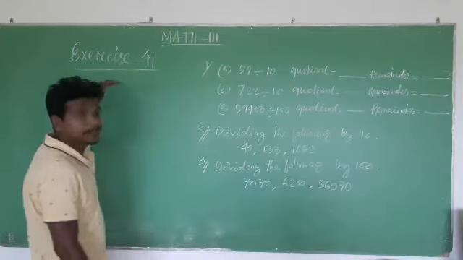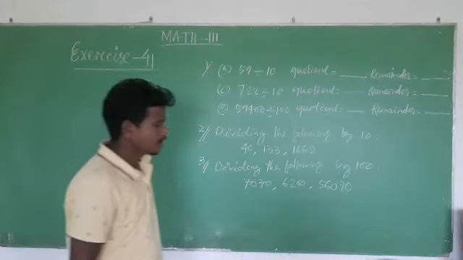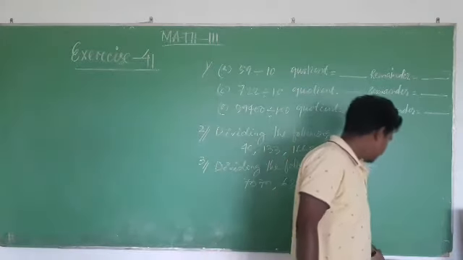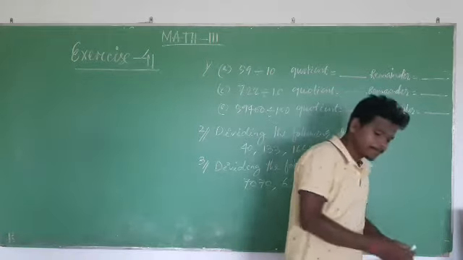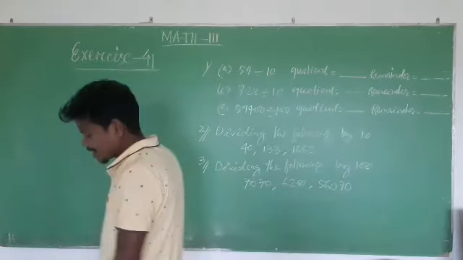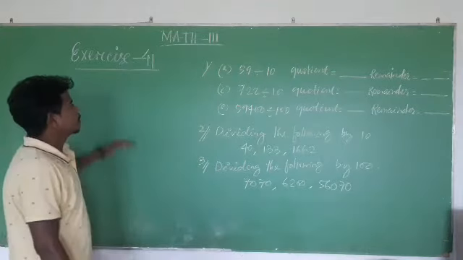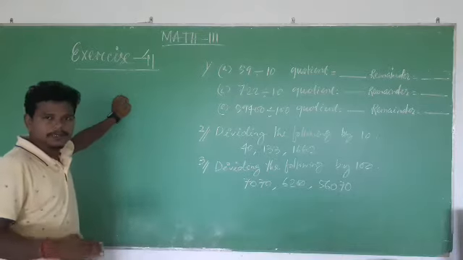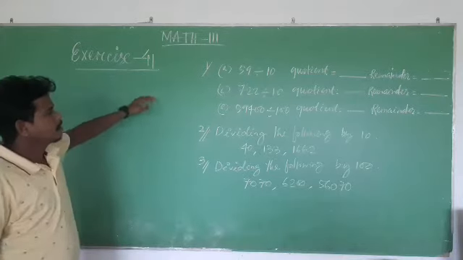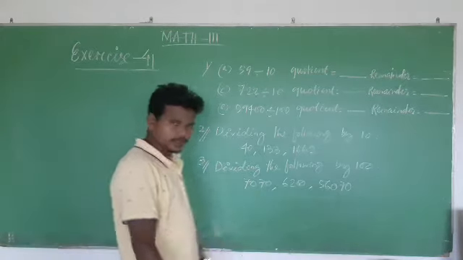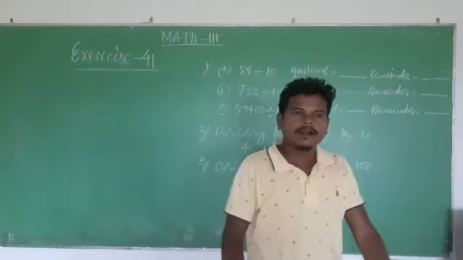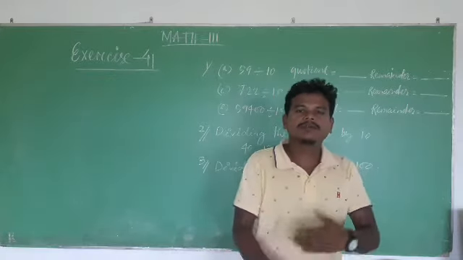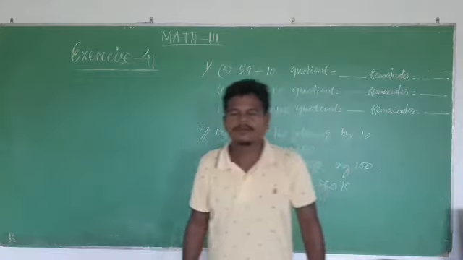Today we will discuss exercise 41 of the chapter division. Division of a number. In exercise 41, you will be asked to divide a number by 10, 100, 1000, etc., and find out the quotient and the remainder.